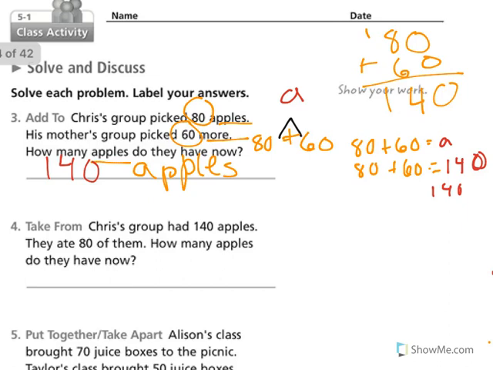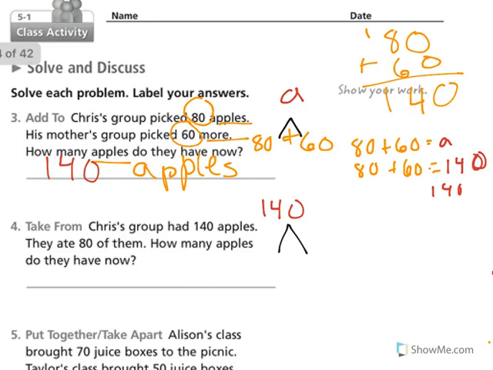The next one. And by the way, at any point, you're welcome to pause this video, and if you're feeling really confident, you can move ahead, try one problem, and then you can watch me go through it and see if you did it right, okay? All right, so the next one, Chris's group had 140 apples. They ate 80 of them. How many do they have now? So now we have here a math mountain. We have our total of 140.